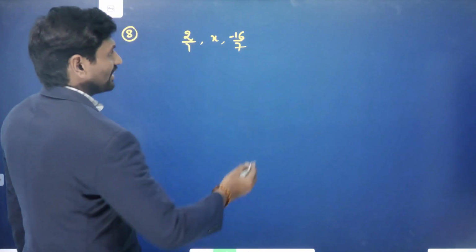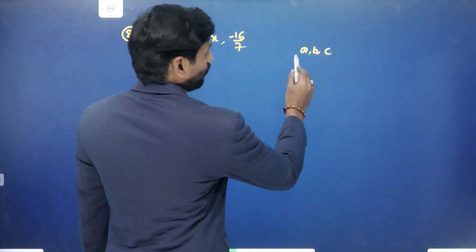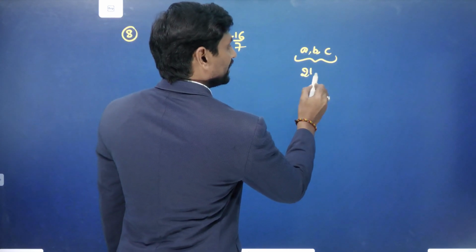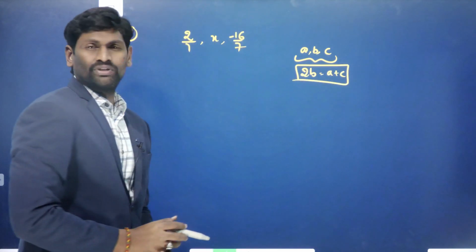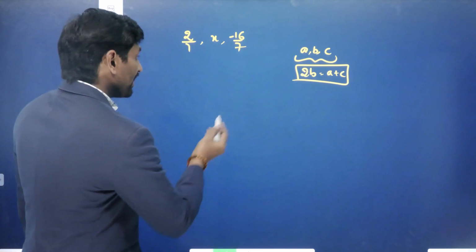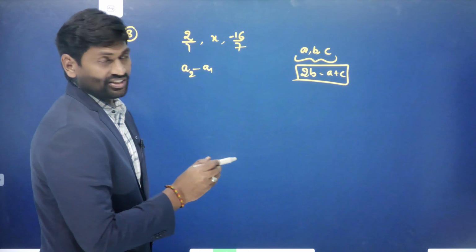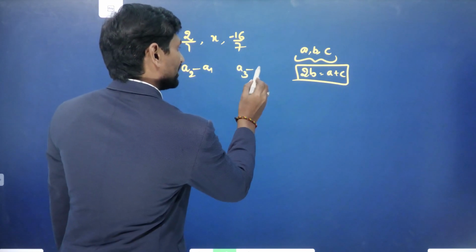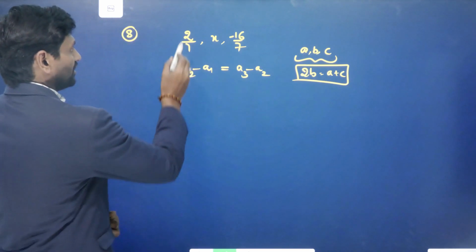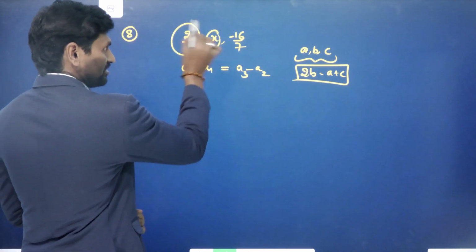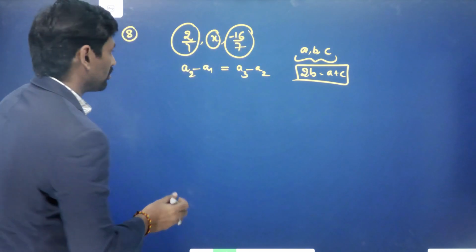For example, if a, b, c, the 3 terms, are in AP, what can you write? 2b equals a plus c, that is, 2 times the middle term equals a plus c. Or we can use the formula that a2 minus a1, the common difference, and a3 minus a2, the common difference, are equal. The first term is a1, the second term is a2, and the third term is a3.